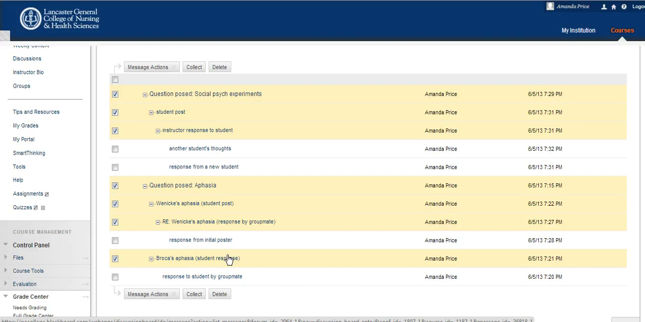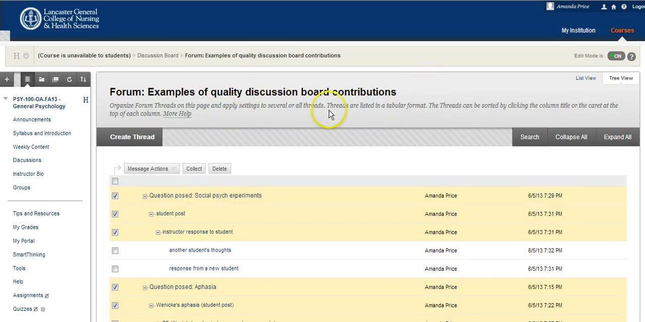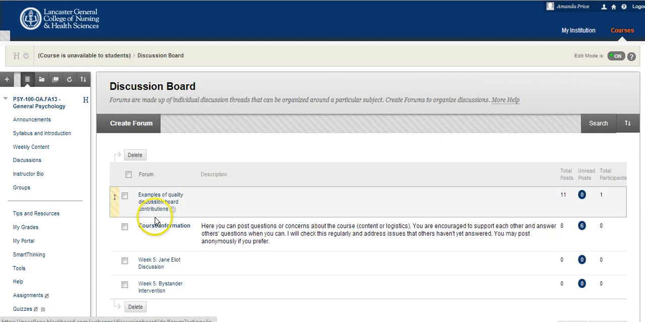So they're examples of quality work, and I hope to see other folks trying to provide the same kind of quality work. That's all I have to say about discussion boards, but obviously if you have questions, post them on that course information discussion board, and I'll make sure to get to it.